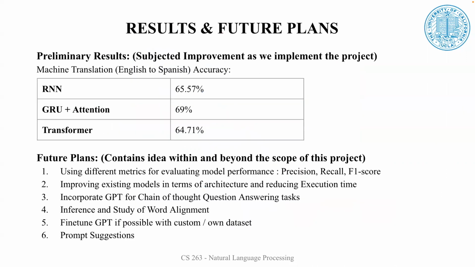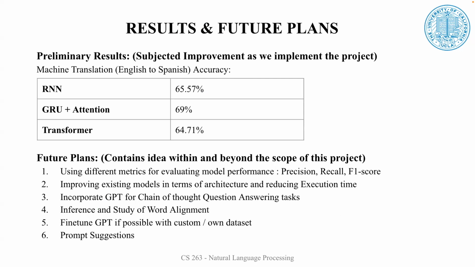So for results and future plans, we are going to talk just about the preliminary results, not the final results, and they are subject to improvement as we implement the project. Here we have implemented all three models, and to get an idea of the kind of accuracy that we get, we are going to translate English to Spanish. Keep in mind that each model is trained for different epochs, so the accuracy might change. For example, you can notice that the transformer has lower accuracy than GRU plus attention, so ideally transformers usually perform better. But this is something that we will follow up on as we implement the project.